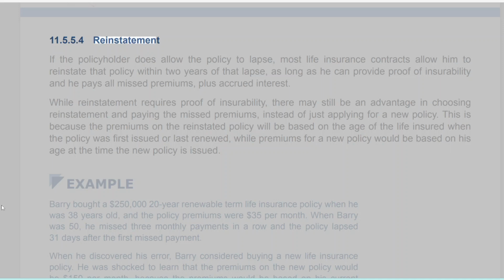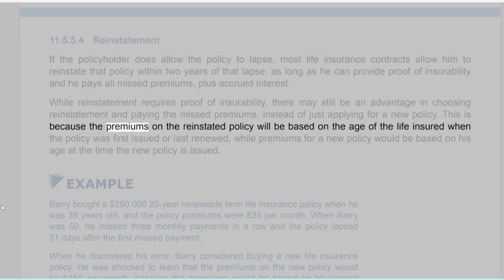1.5.5.4 Reinstatement. If the policyholder does allow the policy to lapse, most life insurance contracts allow him to reinstate that policy within 2 years of that lapse, as long as he can provide proof of insurability and he pays all missed premiums, plus accrued interest. While reinstatement requires proof of insurability, there may still be an advantage in choosing reinstatement and paying the missed premiums, instead of just applying for a new policy.